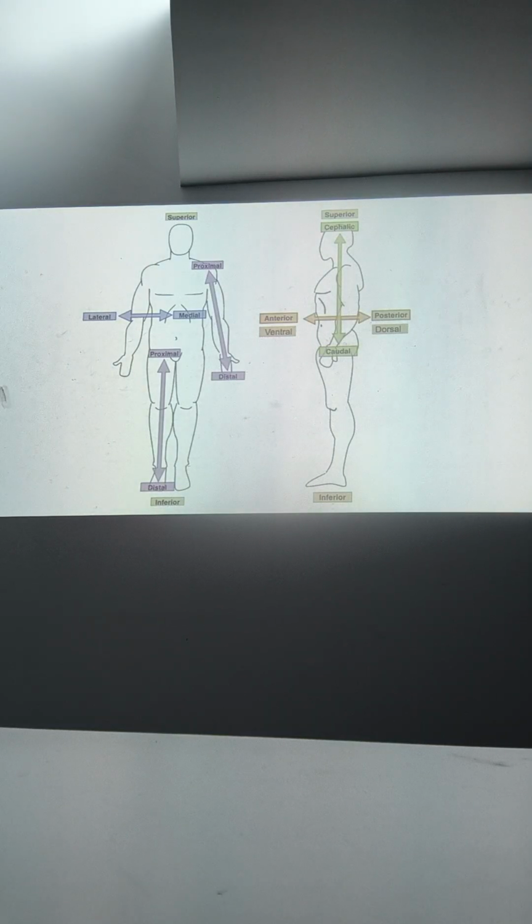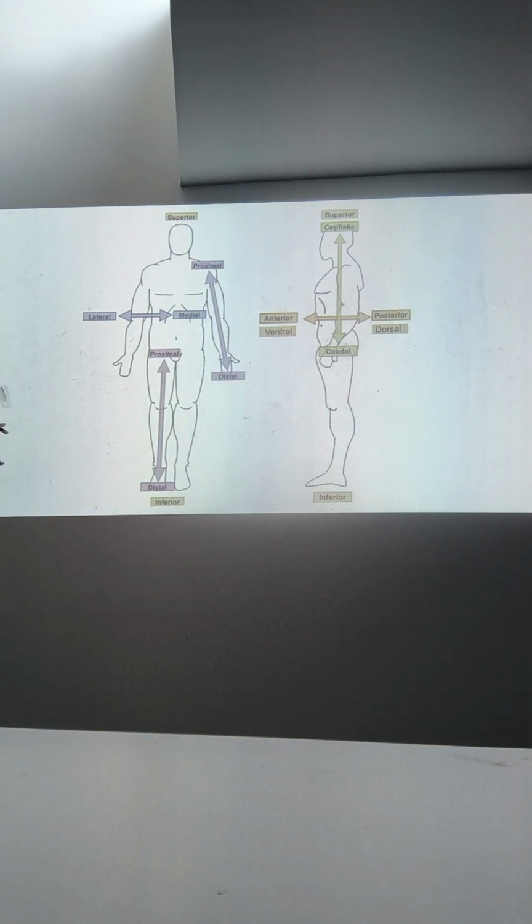Now, then you have proximal. So proximal is when something is closer within you. So say your knee is more proximal than your feet. It's closer to the body, to the torso.